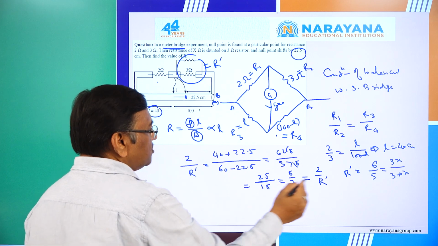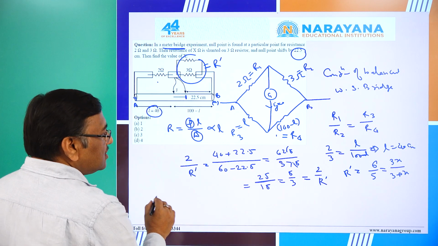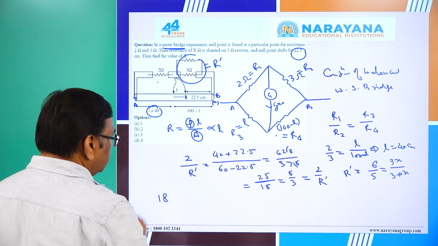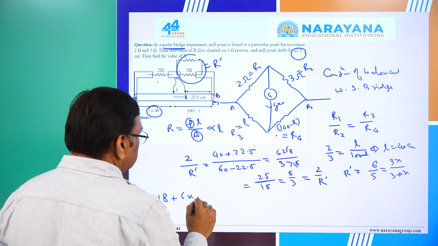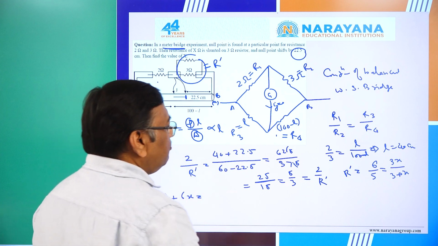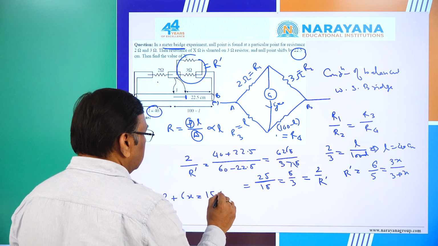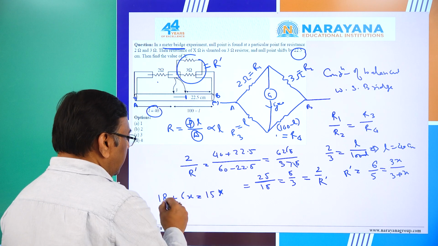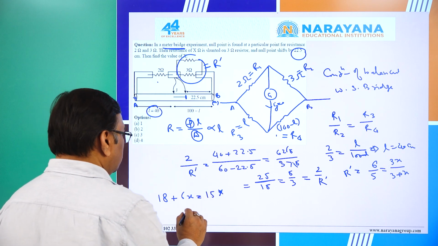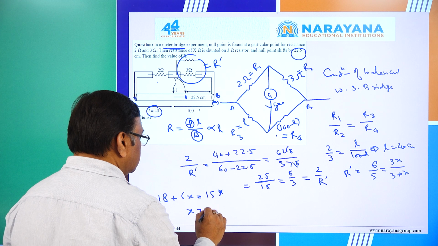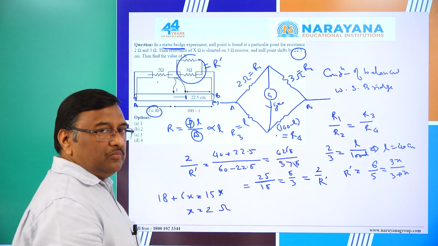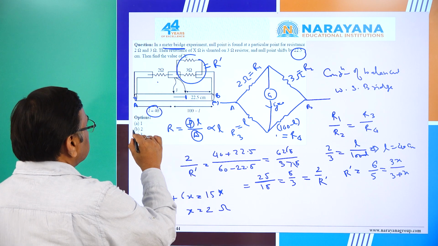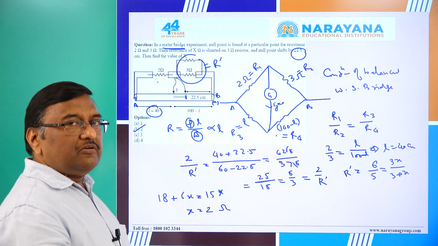Once we write this here, if you simplify this thing, I hope it's easy again. 6 into 3 is going to give you how much? 18 plus 6x is equal to 15x. If I write this, 15x minus 6x is 9x is equal to 18, so x definitely is going to be 2. So that means your resistance x must be 2 ohm. So out of these you can see, yes, B should be the right answer for this question.